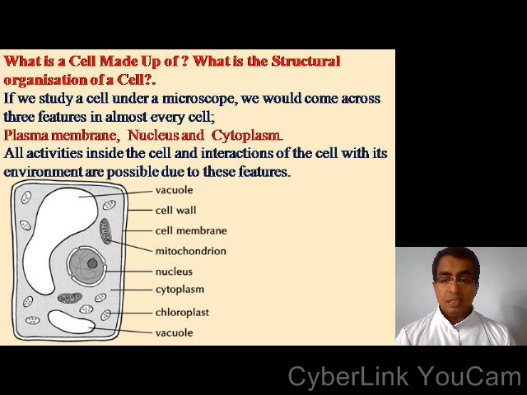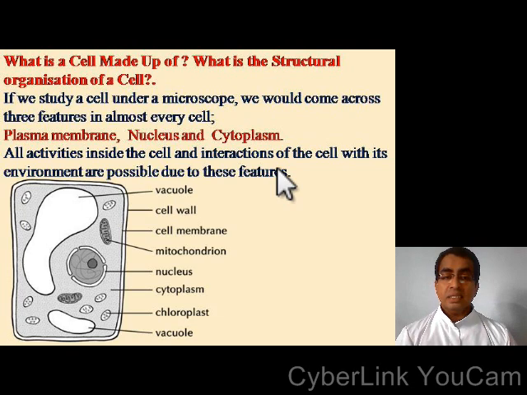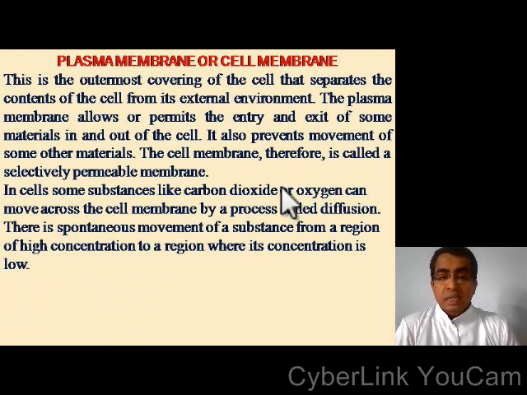Here you can see this is the structure of plant cell. This is called plasma membrane or cell membrane. This is cytoplasm. This is nucleus, and all these are cell organelles: mitochondria, vacuole, chloroplast. So all activities inside the cell and interactions of the cell with its environment are possible due to these features. Today, let us learn about plasma membrane or cell membrane.